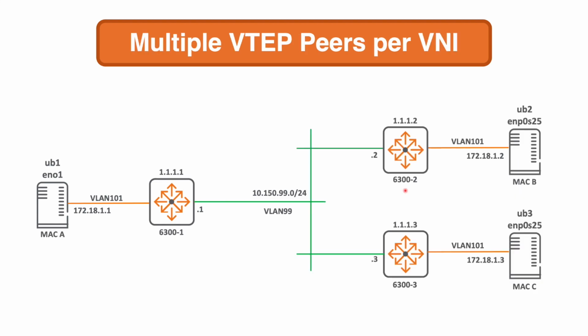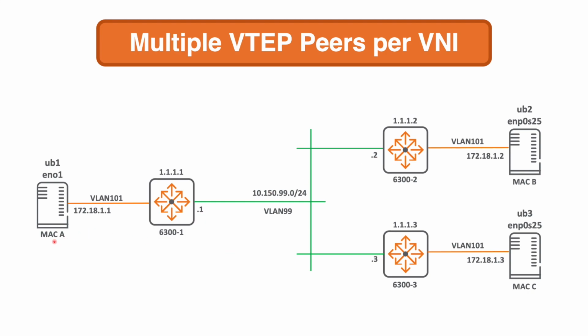Now, if we expand this out, I've added in an extra VTEP and an extra Ubuntu server. So now on the customer side, we've got UB1, UB2, and UB3, and they sit in a customer side network, 172.18.1.0/24. And I've got .1 here, .2 and .3, and that customer network is separated by this layer 3 underlay, which I've also expanded so that it's now a /24, so it's 10.150.99.0/24, and the VTEPs sit on that. VTEP 1 here, so it's a 6300-1, the VTEP IP address is 1.1.1.1, but on the underlay it's 10.150.99.1, and then we've got .2 and we've got .3.